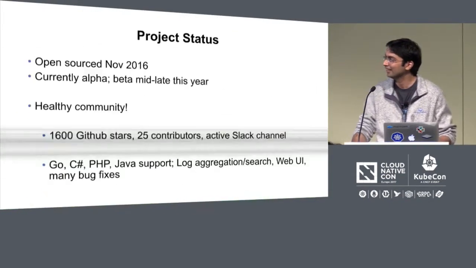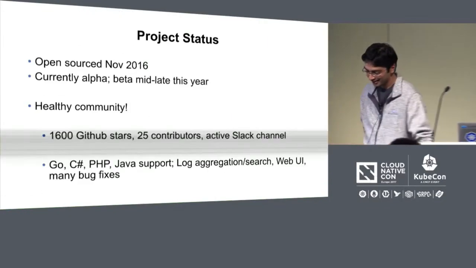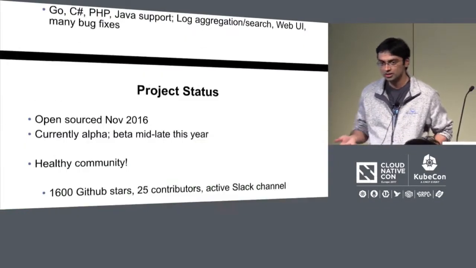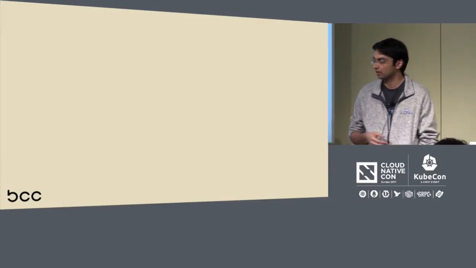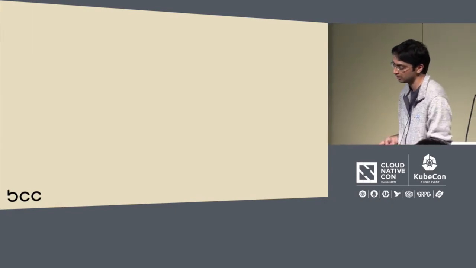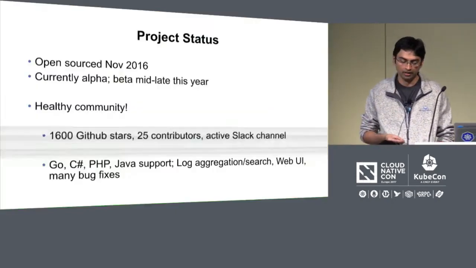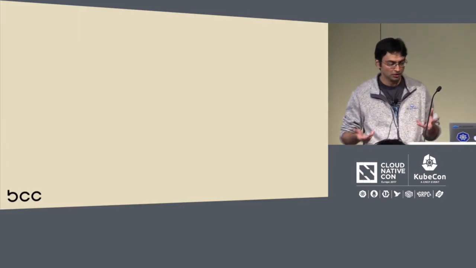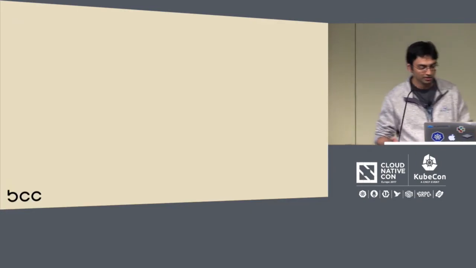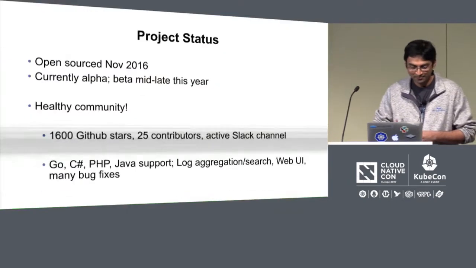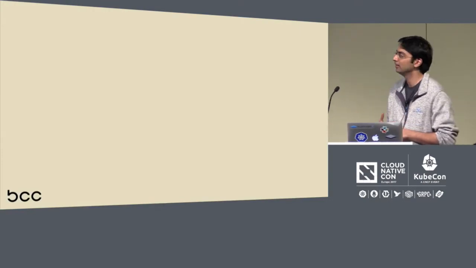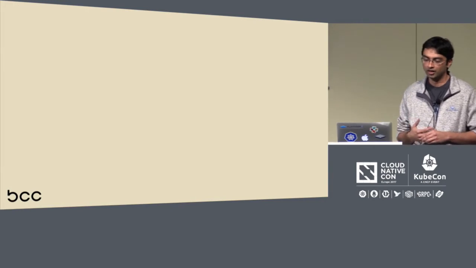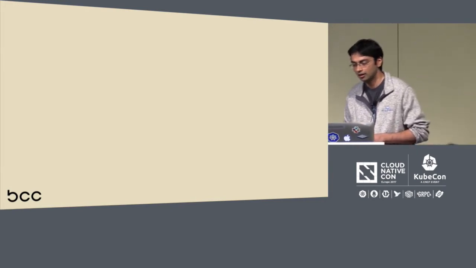Well, I give up. So we open sourced at the last KubeCon in Seattle in November 2016. Since then, we've got decent traction. There's 1,600 GitHub stars for what that's worth. We're in early alpha. We intend to beta around mid to late this year.